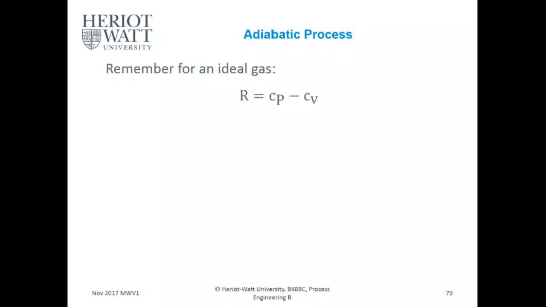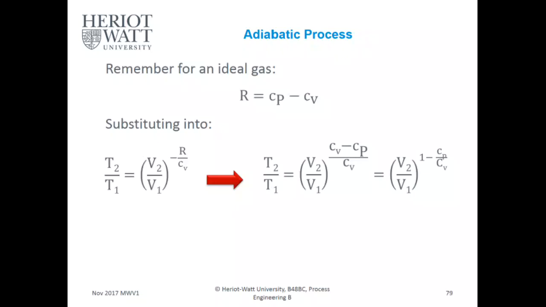Again, if you remember, for an ideal gas, R equals Cp minus Cv. So if you substitute that into the previous equation, T2 over T1 equals V2 over V1 to the power of minus R over Cv, you can find the relationship with change in pressure, the heat capacity with change in pressure as well. So T2 over T1 equals V2 over V1 to the power of Cv over Cv minus Cp, which simplifies to V2 over V1 to the power of 1 minus Cp over Cv. You can then go on to find the relationship between the change in Cp and Cv.